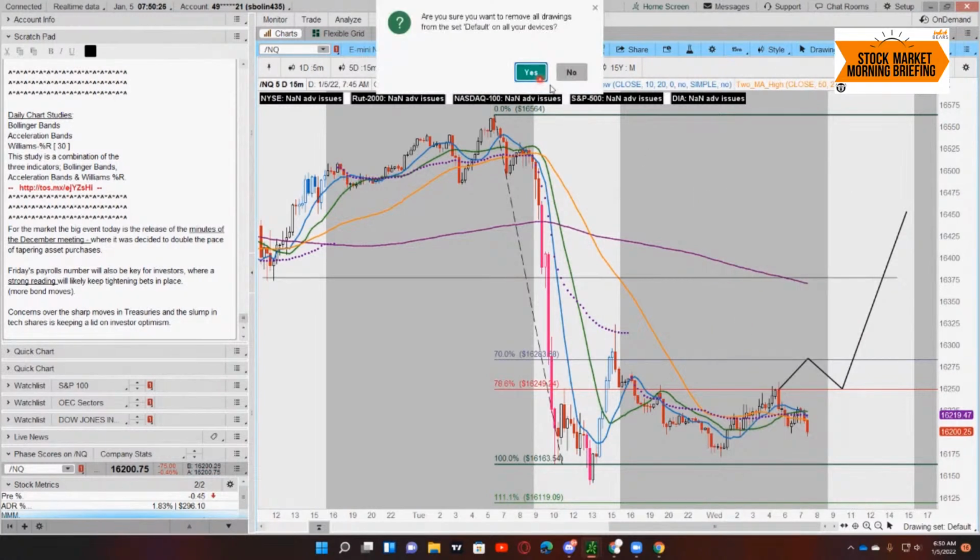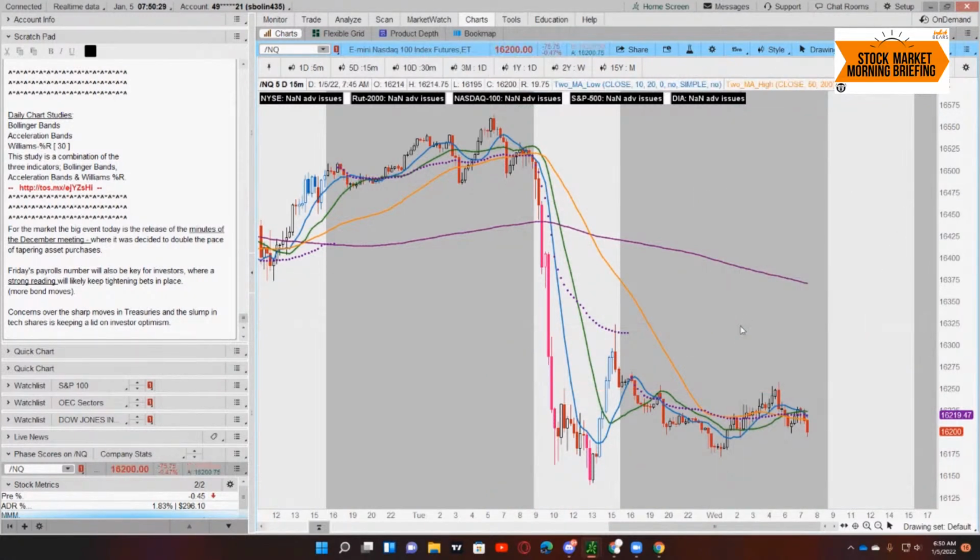What it ends up eventually forming is a really big cup and handle, right? Or maybe not the handle, but definitely a cup. So that's on the deck. When you can tie it into something like an inverse head and shoulders, that is even better.